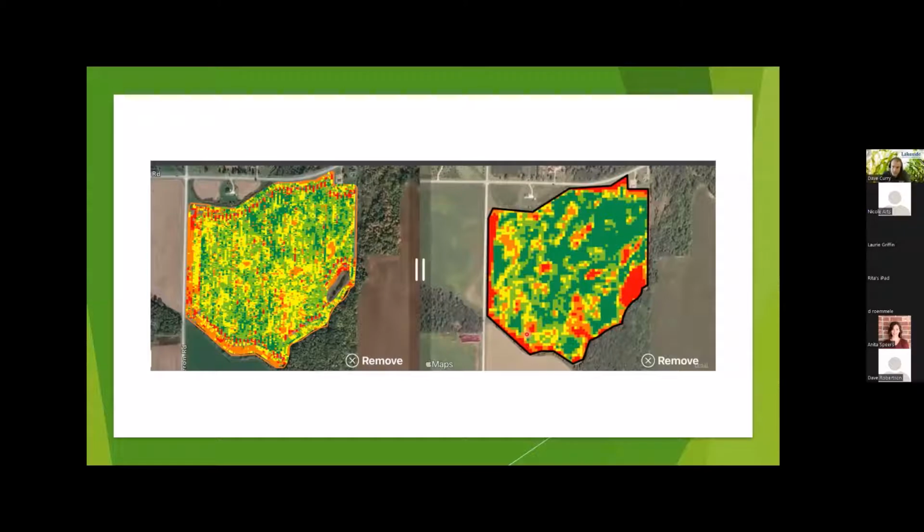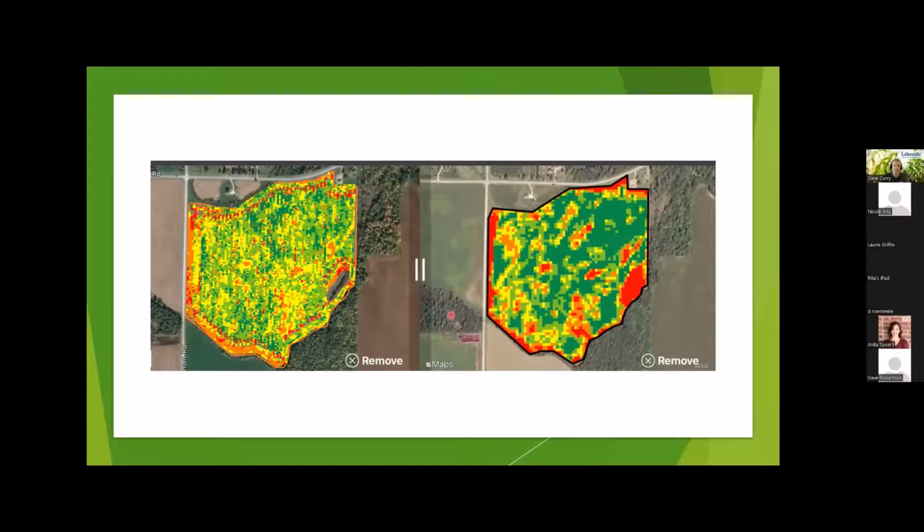Now, it's not the end of the world if a farmer doesn't have a yield monitor or yield data. We can utilize satellite software to get a rough idea of field variability. It's not as detailed, but it gets us pretty close.